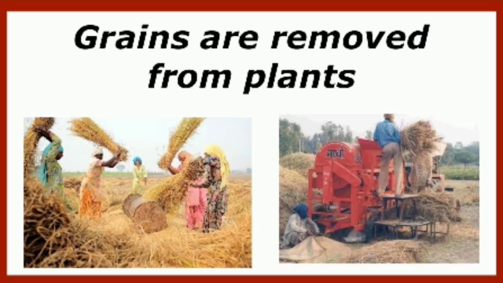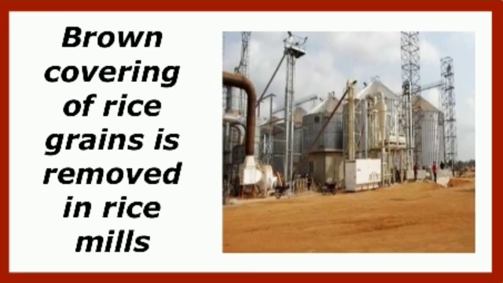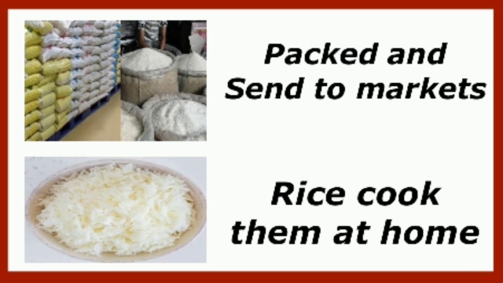The grains are removed from the plants, manually or with the help of a machine. The brown covering of the rice grain is removed in the rice mill. Then they are packed and sent to markets for sale. We buy rice from the market and cook it at home to eat.